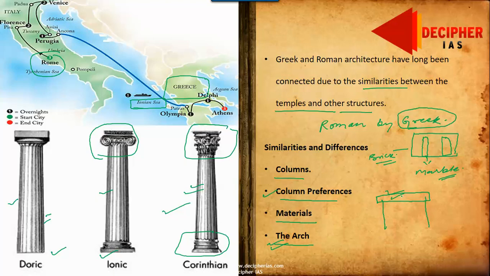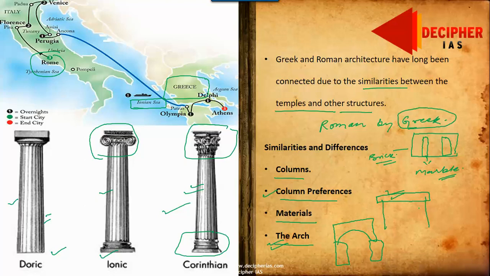But Romans perfected the use of the arch. As we see even in our Indian architecture, the use of the arch, the Romans perfected that way back in ancient times. It also added decorative effects, and it was much stronger than the traditional post and lintel system.